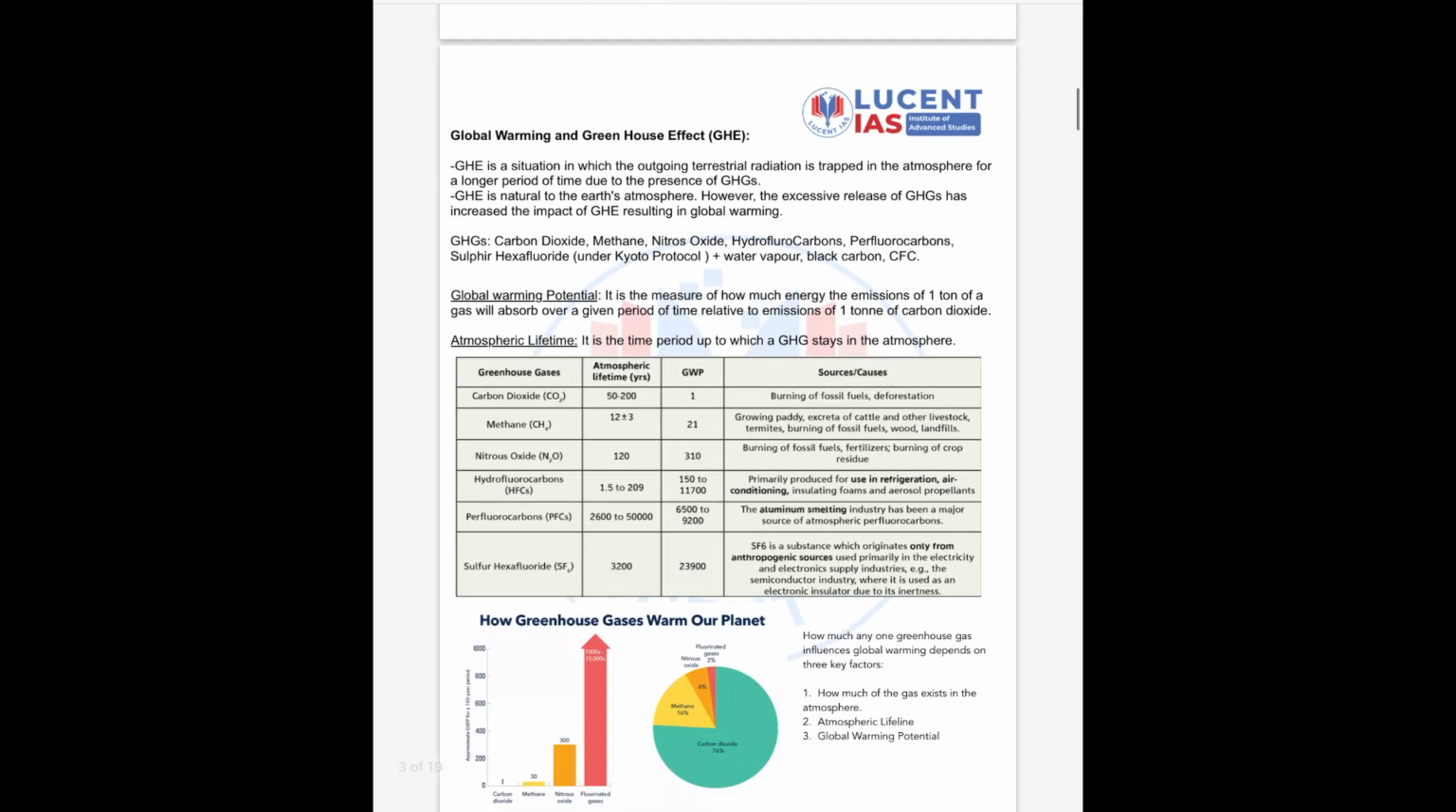And then what is global warming and greenhouse gas? Global warming is a situation in which the outgoing terrestrial radiation is trapped in the atmosphere. Generally, the incoming solar radiation, suppose 100%, comes and 80% is passed and a little bit of energy, sunlight, stays here. But now because of global warming, because of the greenhouse effect, because of greenhouse gases, what happens? More amount of heat is being trapped in the atmosphere, causing global warming. So this is global warming and this is caused by greenhouse gases. So let us study.